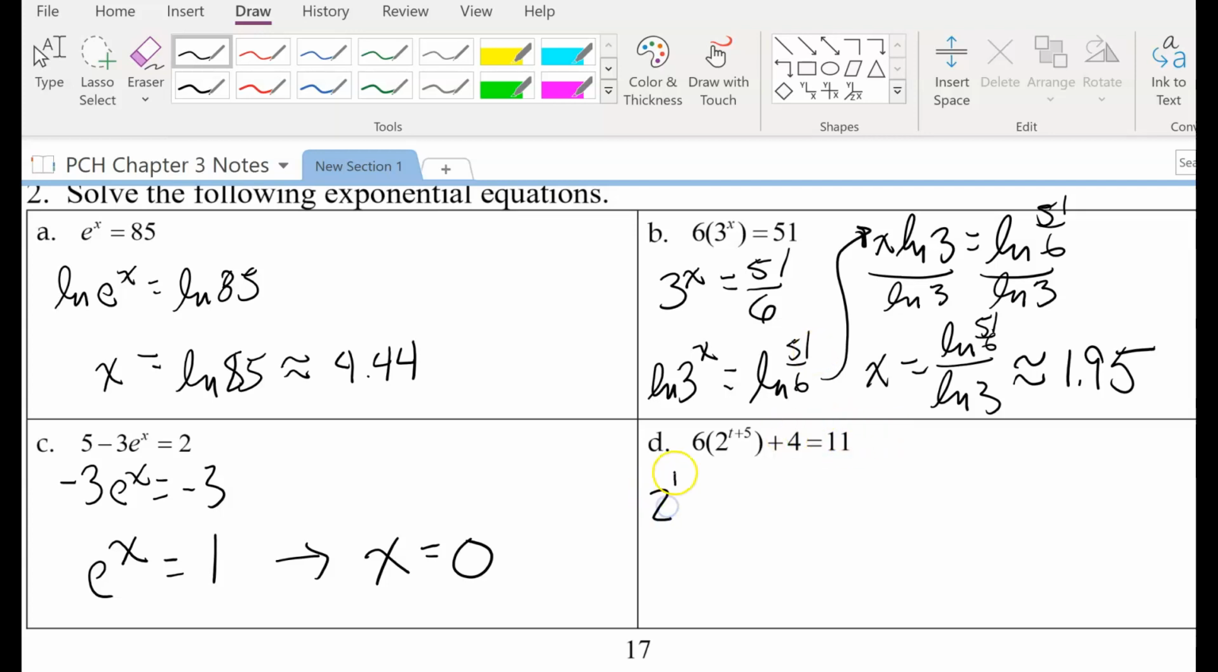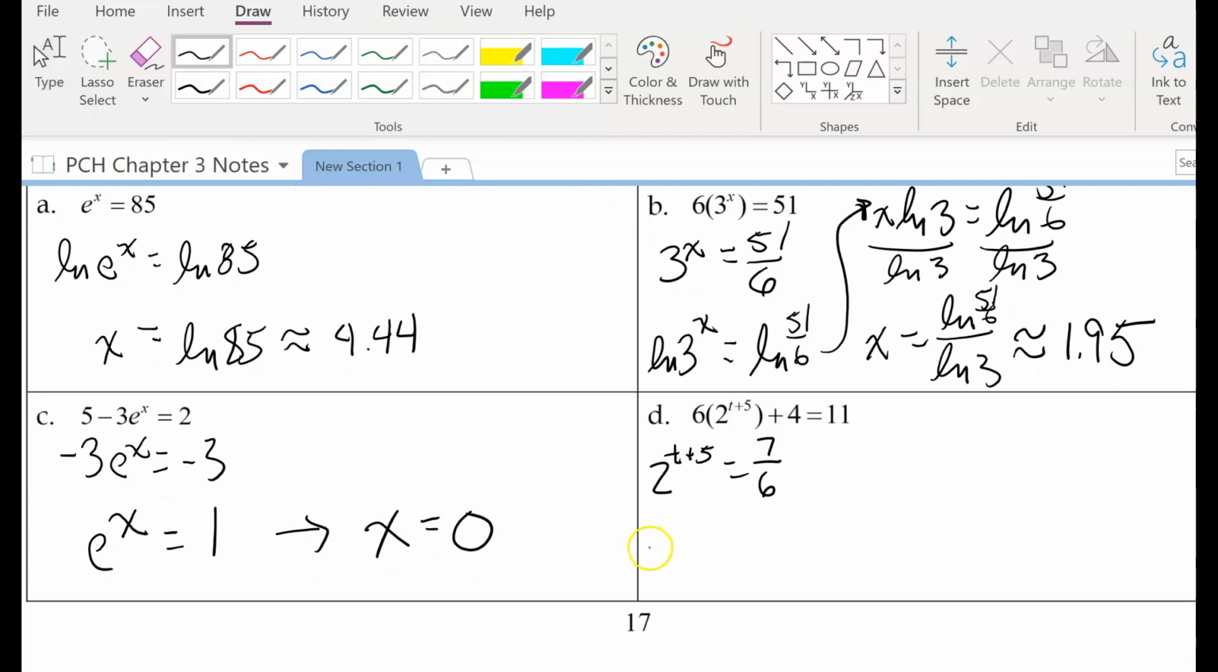So I have 2 to the t plus 5. So when I subtract 4, I'm going to get 7 and then divide by 6. So 7/6, just skipping a couple steps there. And at this point, again, I can use log base 10. I could use any log base that I want. I'm just going to use natural logs again. So I'm going to take the natural log of both sides. So the natural log of 2 to the t plus 5 is equal to the natural log of 7/6.